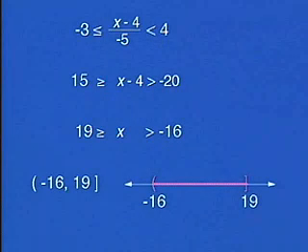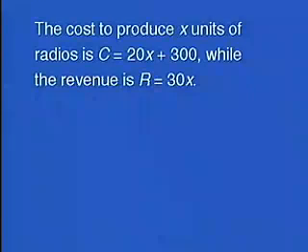Looking at its graph, we've marked the two numbers on our number line, negative 16 and 19, parenthesis around negative 16, bracket around 19, and we've shaded in between. Now, inequalities can be used in applications, and one application is the revenue cost break-even point inequalities. We say that a product will break even if its revenue is at least as big as its cost. Let's take a look at this example.